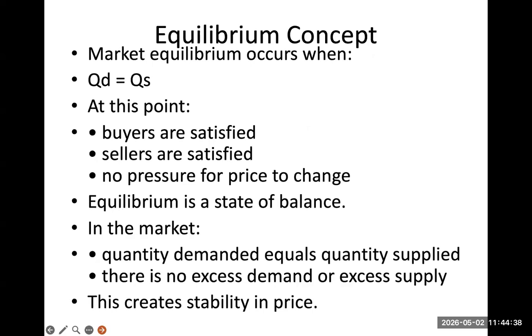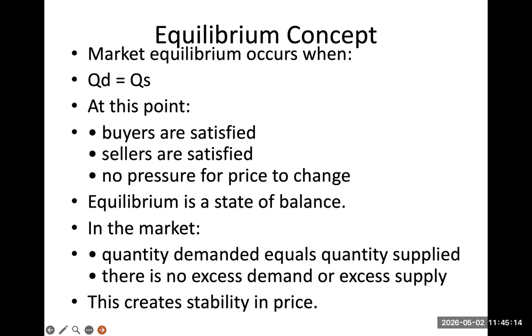So let's move to the concept of equilibrium. Market equilibrium occurs when quantity demanded equals the quantity supplied. At this point, buyers get what they want, that is, buyers are satisfied. Sellers sell what they produce, so sellers are satisfied. No pressure for price to change. So whenever demand equals supply, we are saying that there's an equilibrium in the market.